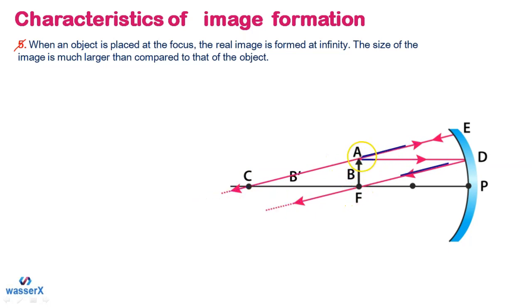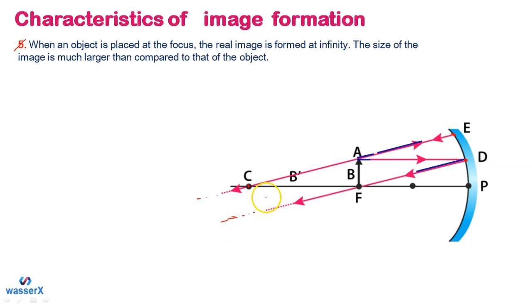So when you put the object on the focus, there will be two rays, as you can see. One is aligned with the center of curvature, and after the reflection it goes back from the point E, passing through the center of curvature only. The other one is parallel to the principal axis, and after hitting the reflecting surface, it goes back through the focus. And as you can see, students, these are parallel to each other, right? So they are not meeting at all.